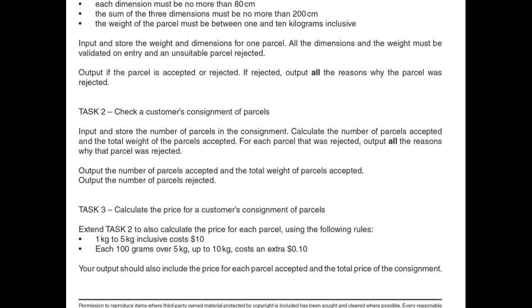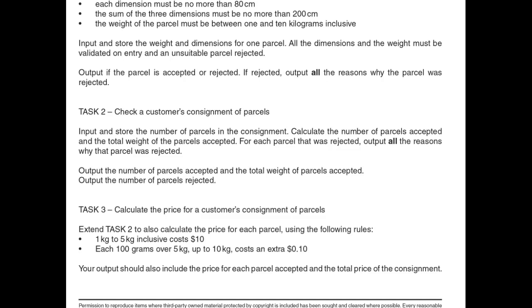So basically what we've got, we're going to check out each individual parcel. We're then going to have a consignment where, you know, maybe someone's selling stuff on eBay or something and they've got 4 or 5 different parcels. We're going to say that's a customer's consignment, and then input and store whether or not each one of those parcels in that consignment were accepted or rejected.